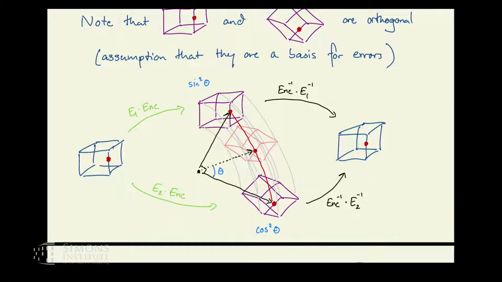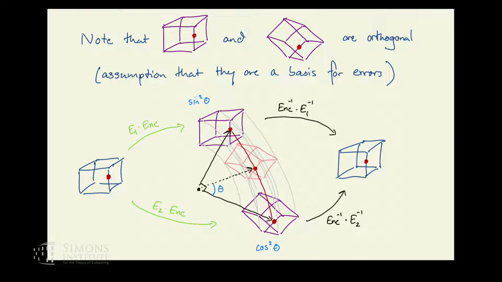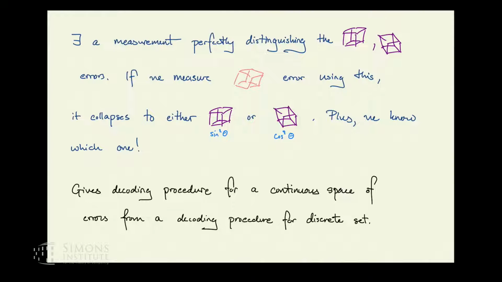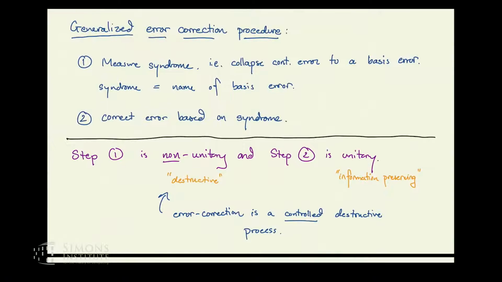So we get this nice thing that, if you can correct these errors, there's a way to correct all the errors in the continuous space just by first measuring, which gives you this decoding procedure for the continuous space of errors from the decoding procedure for the basis, which is a priori sort of strange. And I think this highlights a strange phenomenon in error correction that is not too often recognized, which is that the way you do a generalized error correction procedure in the information theoretic world is you measure the syndrome, which is equivalent to just collapsing that continuous error to a basis error. And the syndrome is just the name of whatever basis element you got. And then you correct the error based on the syndrome.